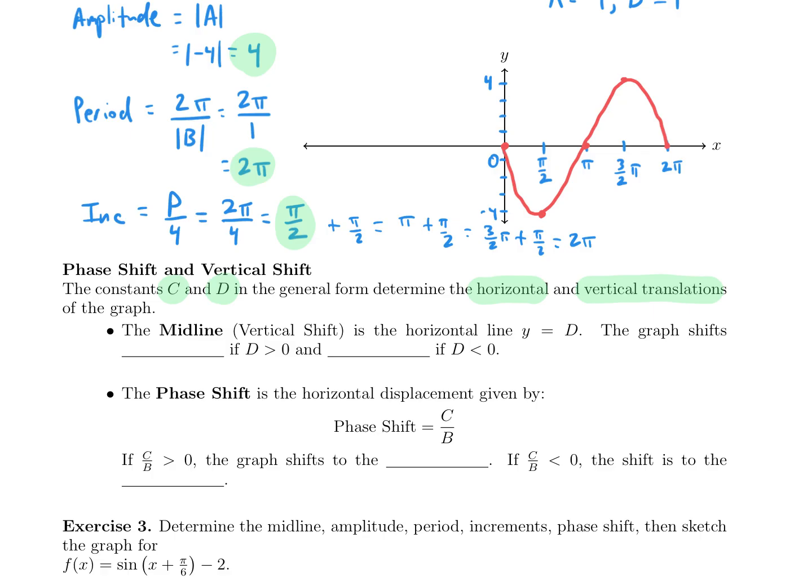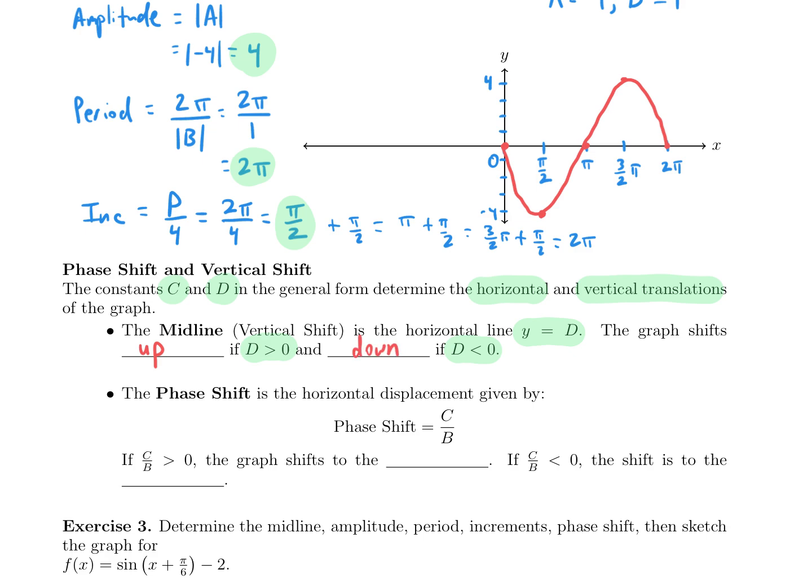So it's going to be a horizontal line, which means that the form is going to be y is equal to d. So whatever d is, that is your midline. So if the d is positive, that means the graph is going to shift up. And if the d is negative, that means your graph is going to shift down.